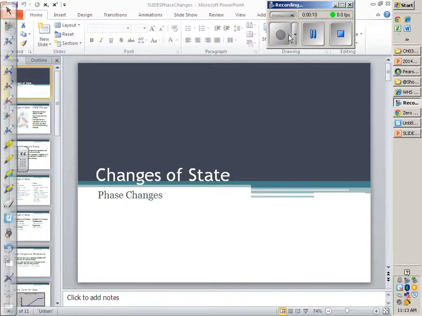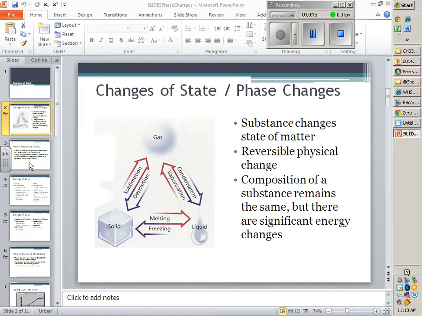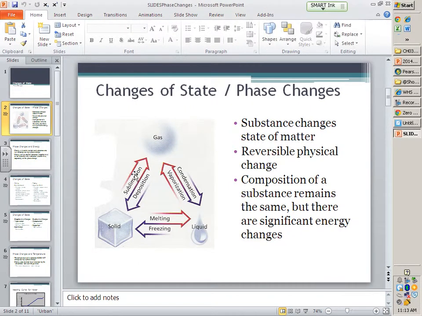On Monday of this week, we started talking about phase changes, and that started off with this triangle that shows the 3 different states of matter, and then the 6 different possible phase changes that can occur between those different states of matter. And we talked about how phase changes are reversible, meaning that you can get back what you started with. They are physical changes. You're not changing the actual substance itself. You're just changing some of the properties about that substance.